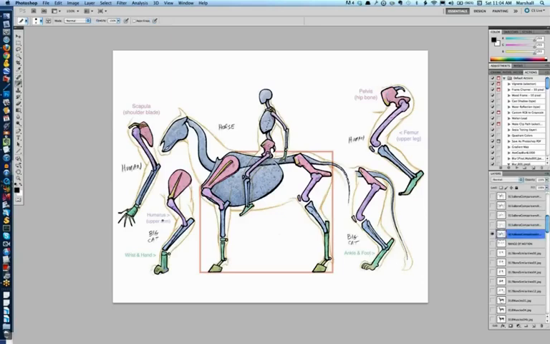Shoulder blade, humerus, upper arm, lower arm, with an elbow. Hey, an elbow. Every one of us has an elbow. Here's a toughie.